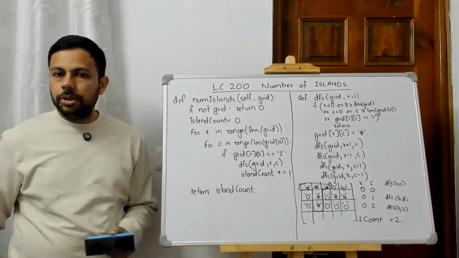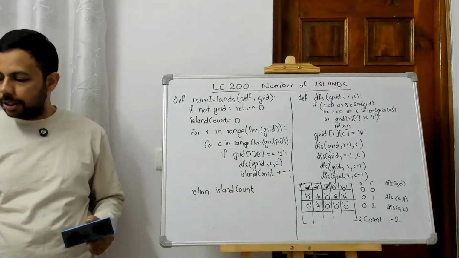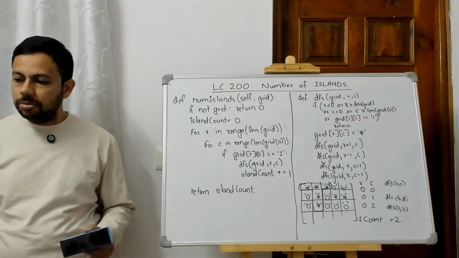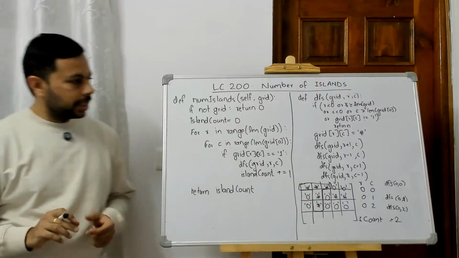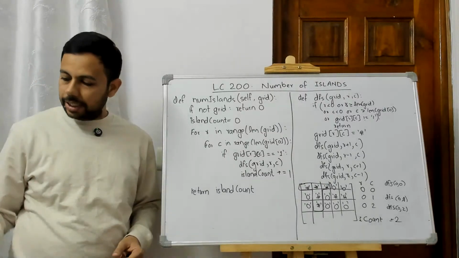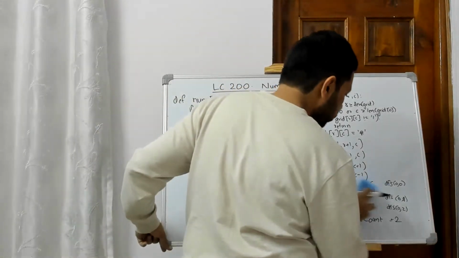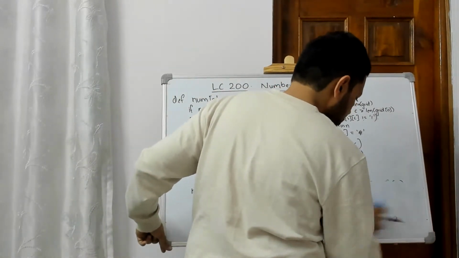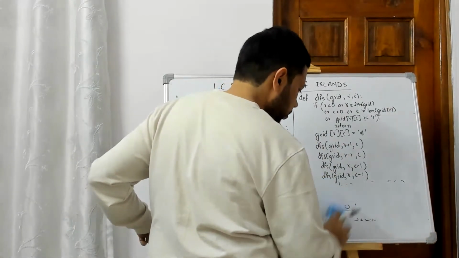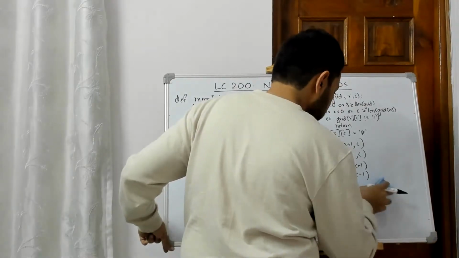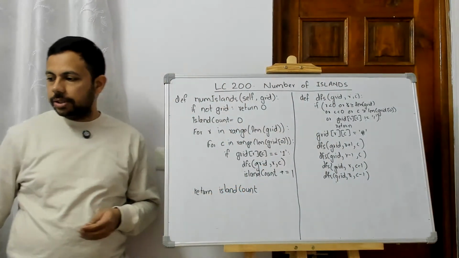So that's how you can structure the code for the number of islands problem. Give it some time, try to think about the code, and try to see if you can explain this code to somebody. This is how we can solve the number of islands question.